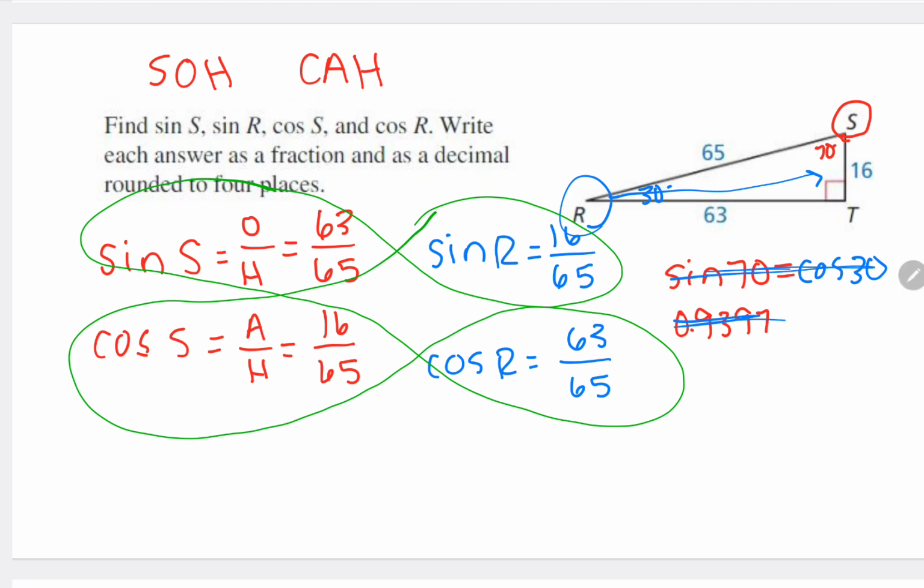Because the angles of a triangle have to add up to 180 degrees, not 190 degrees. So I should have said sine of 70 is equal to cosine of 20. I guess I don't have to erase all of that. So cosine of 20 degrees, you should get that same answer. Goodness sakes. And I do. Okay.